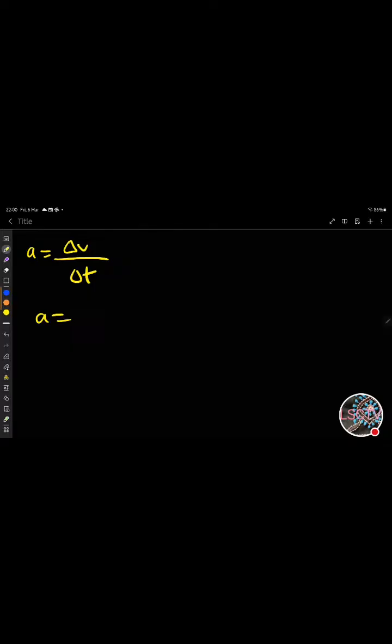So A is equal to final velocity minus initial velocity, by time. And now if they give two times, you just find the change in time and then divide. Okay, so acceleration equals delta V by delta T.